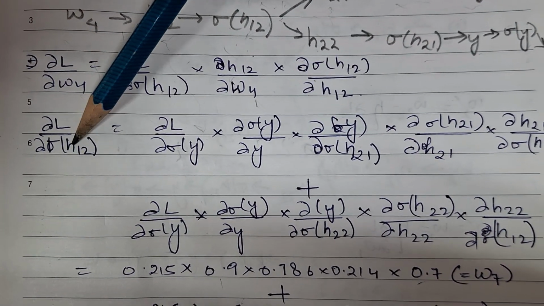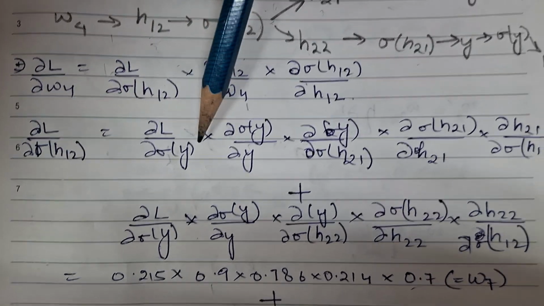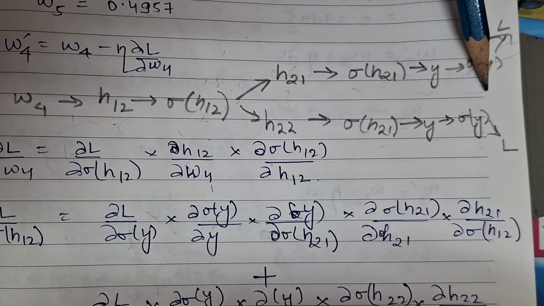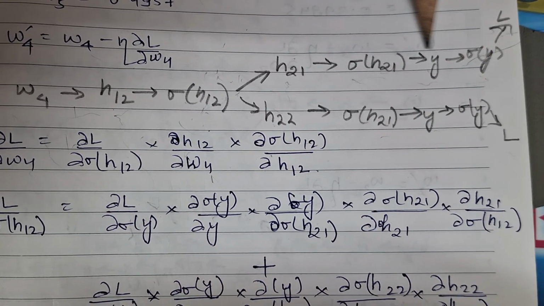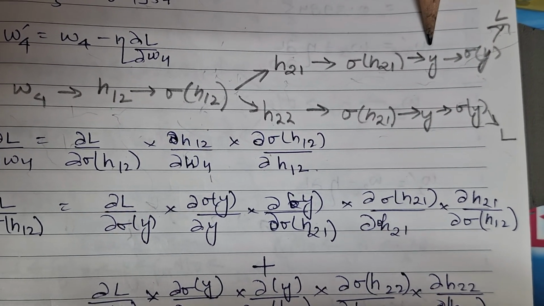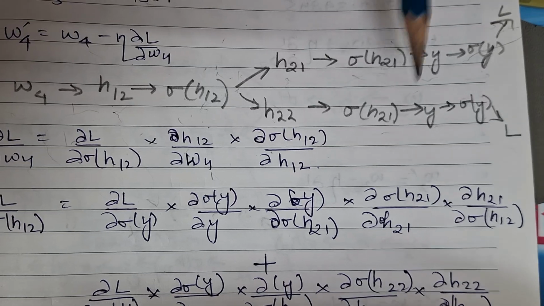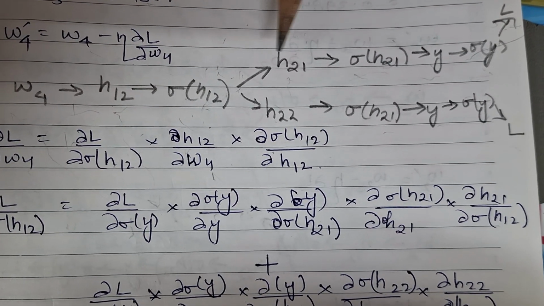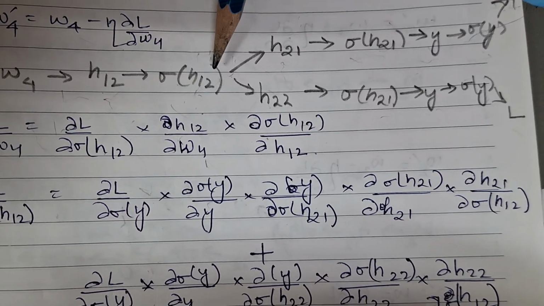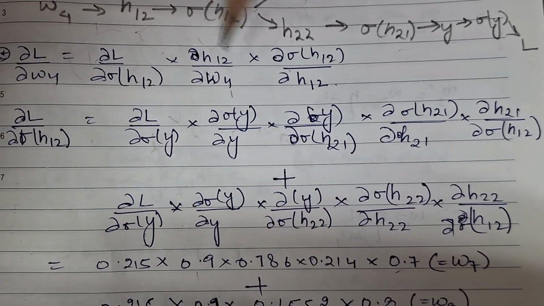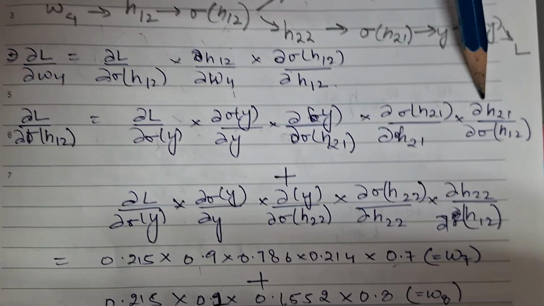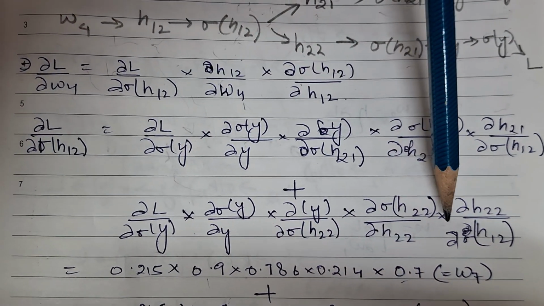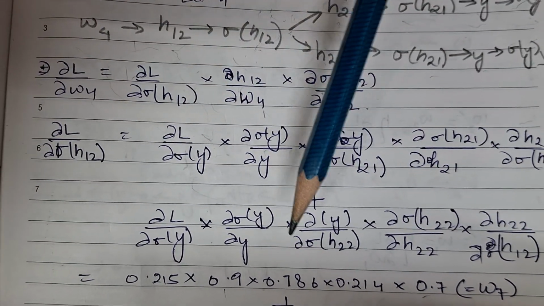Del L by del of sigma H12 is equal to del L by del of sigma Y, del of sigma Y by del of Y, del of Y by del of sigma of H12, del of sigma H12 by del H12 and del H12 by del of omega 4. The same thing that we have written in term 1 of this formula. Similarly, for the next branch, the same thing we have done for the second term of this big formula.